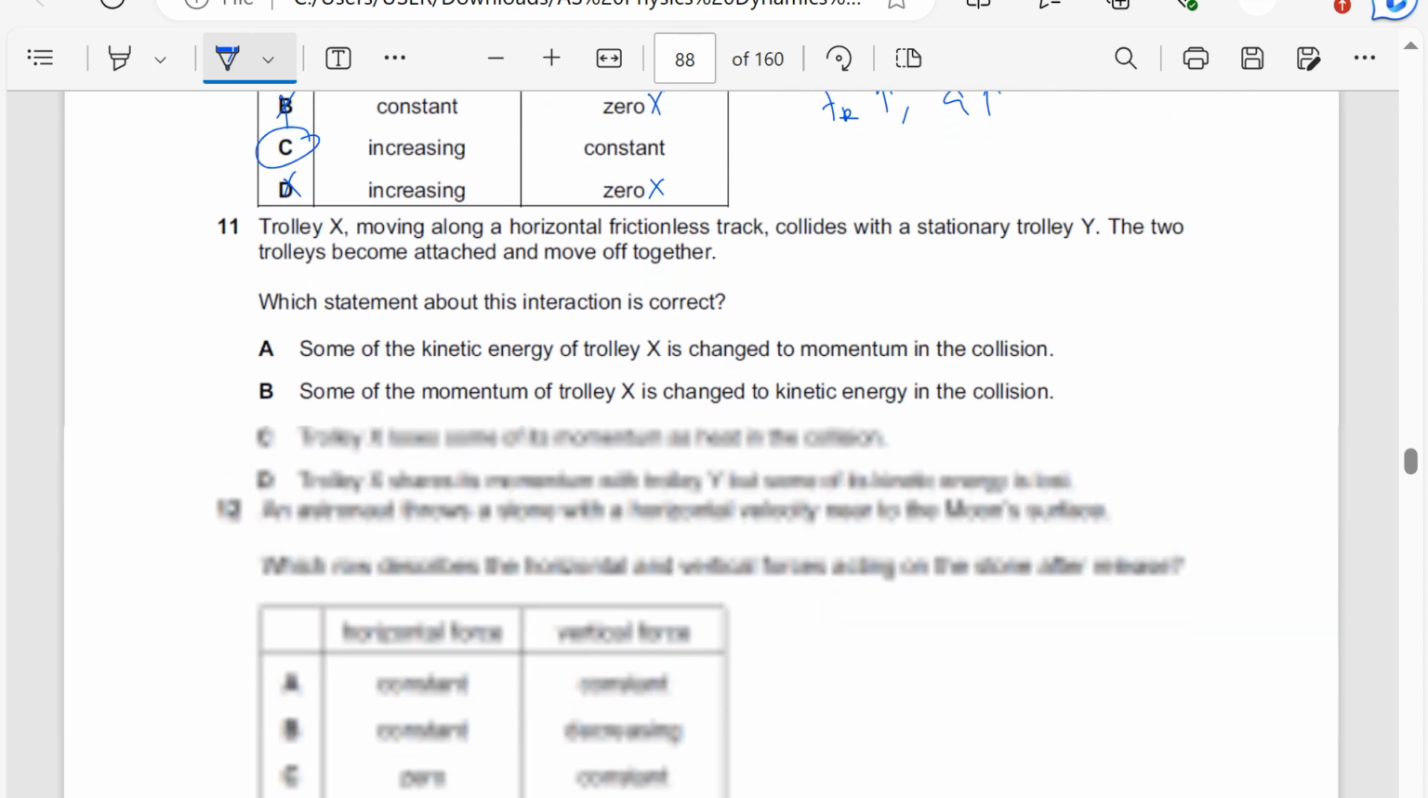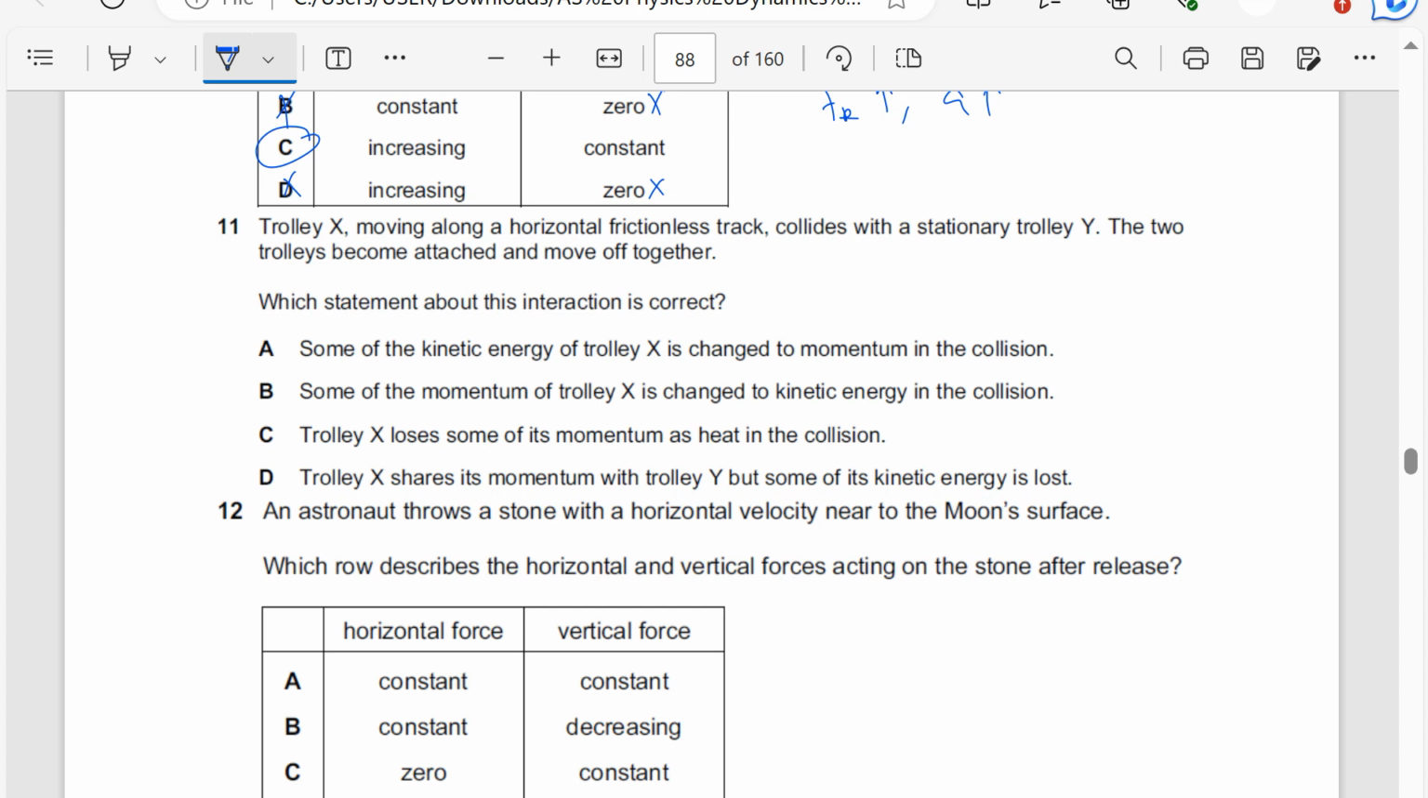Trolley X moving along a horizontal frictionless track hits the stationary trolley Y, and the two trolleys become attached to move together. So they become attached to move together, meaning they move with a common velocity. Of course, it means kinetic energy cannot be conserved. When two bodies stick together, the relative speed of approach is not the same as the relative speed of separation. In fact, the relative speed of separation will be zero when they stick together.